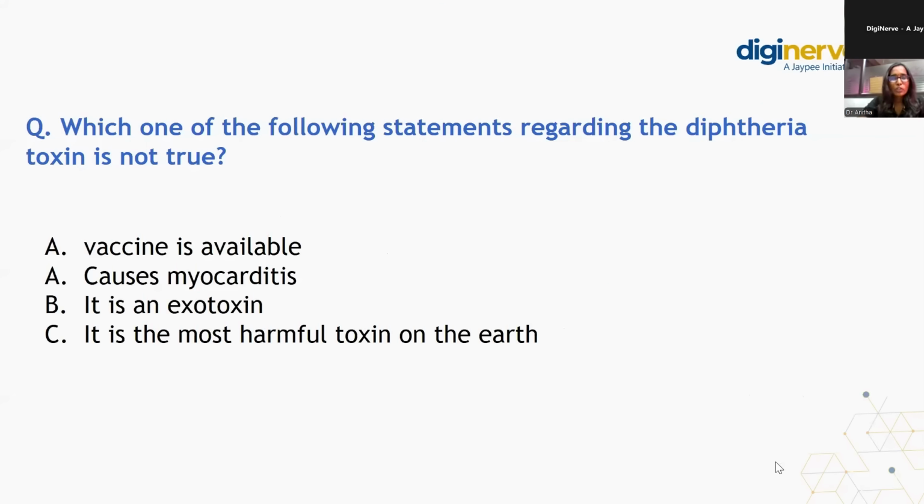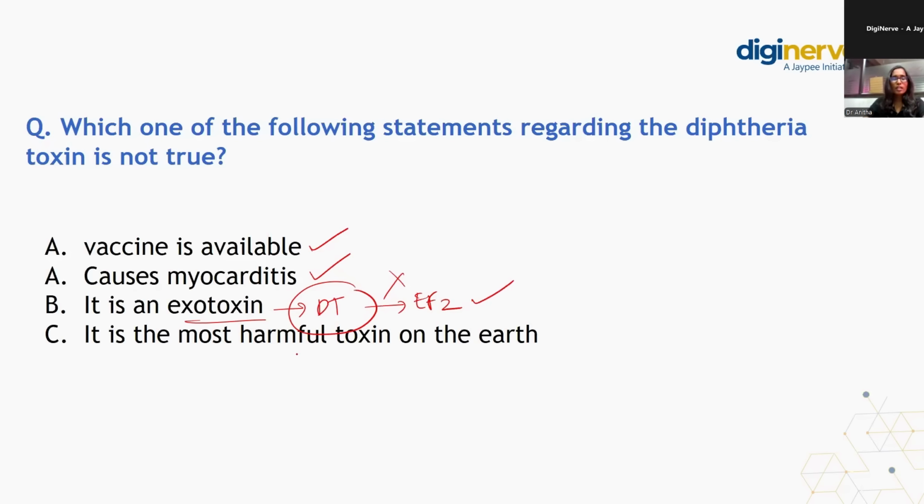So moving to the next question, which of the following statements regarding diphtheria toxin is not true? The options given are: vaccine is available. Yes, vaccine is available. It causes myocarditis. Yes. Diphtheria usually presents with pseudomembrane formation and bull-neck appearance. If the pseudomembrane extends, it causes asphyxia, and a complication would be myocarditis, and CNS manifestations also can happen. So these are all the complications of diphtheria. Yes, myocarditis can happen. It is an exotoxin. Diphtheria toxin is an exotoxin which acts by inhibition of elongation factor 2. So this is also a correct option.